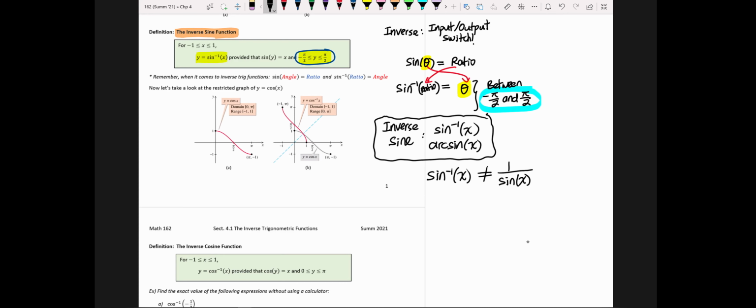Okay, so for inverse sine, in order to define it as a function, we restrict the output to be between negative pi over 2 and pi over 2. Therefore, for every input, there's exactly one output, and we've defined inverse sine as a function.